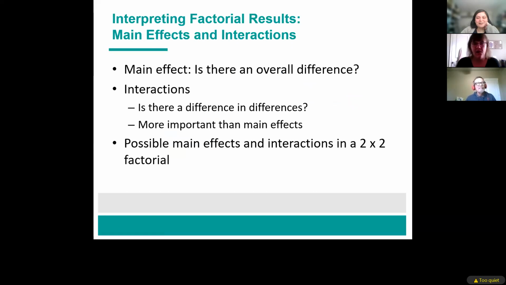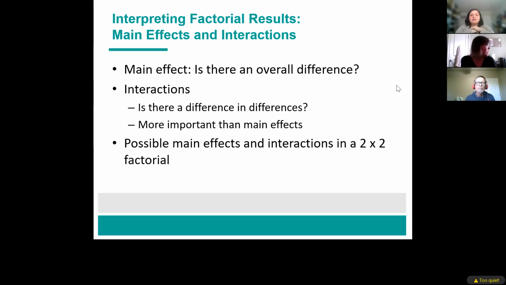You guys are getting it. It's so hard, but I think it helps to talk through it. All right, so now we're going to talk about what main effects are and what interactions are. For a main effect, we just want to see, is there an overall difference? For interactions, we've been talking about and interpreting them. Is there a difference in differences? Something important to note is that when we're running a study that has multiple independent variables, our interest lies more with the interactions than the main effects. We don't care if we get main effects, but we really care if we get interactions. Then we'll talk about all the different kinds of main effects and interactions available in a 2x2 factorial.